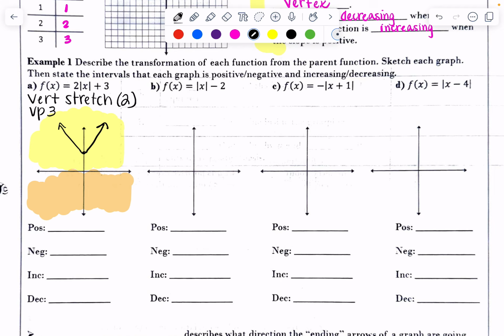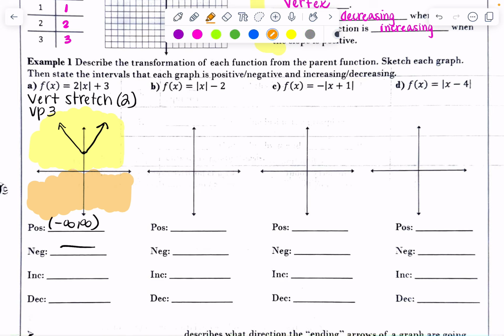So in my positive interval, in the yellow, I have my entire graph. So from left to right, I'm going from -infinity to +infinity. The negative aspects, what's in the orange, I don't have any. So I can just leave it blank. I don't have any. Increasing, think of it as a roller coaster.